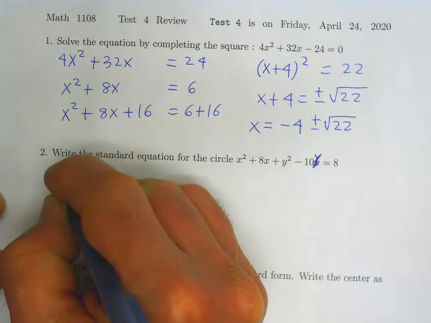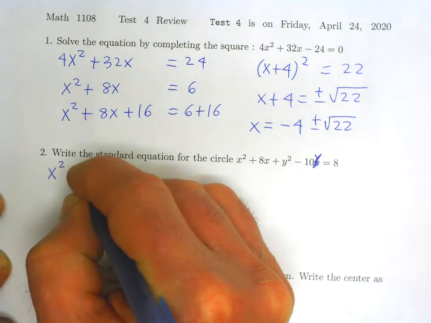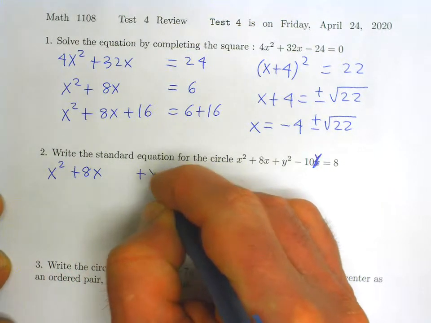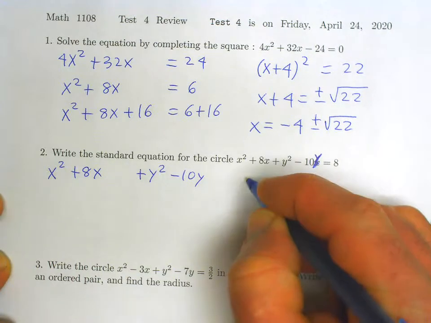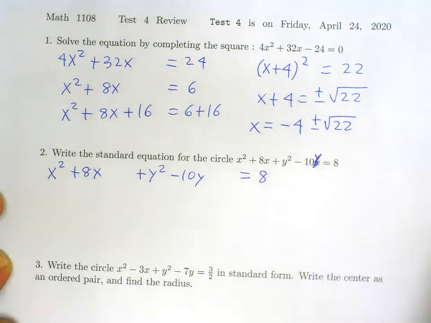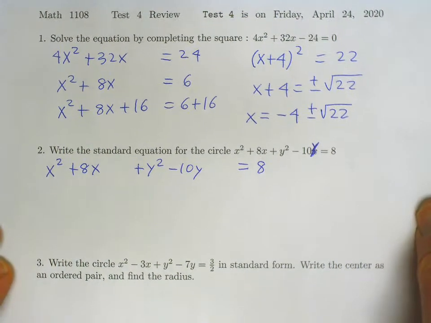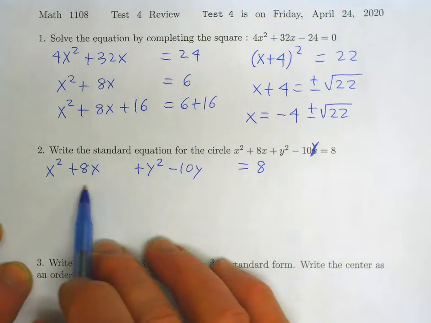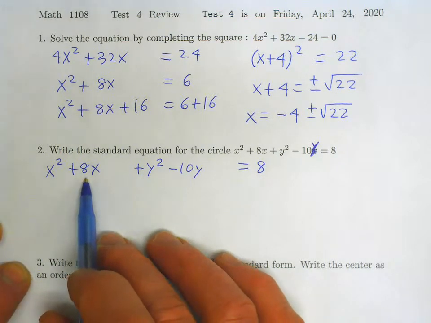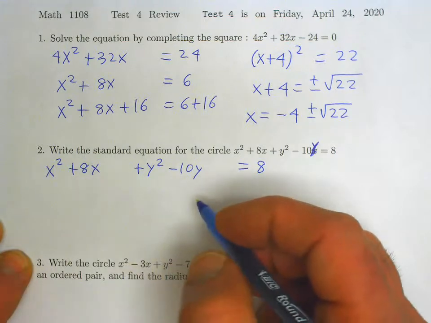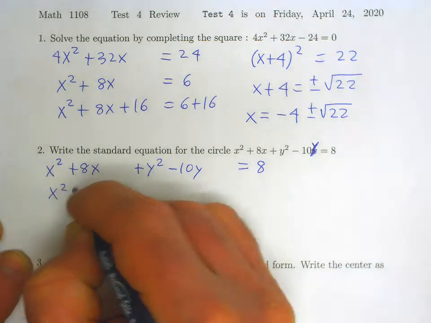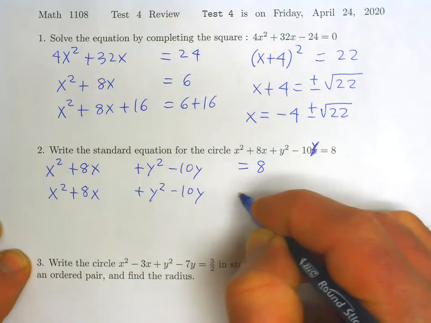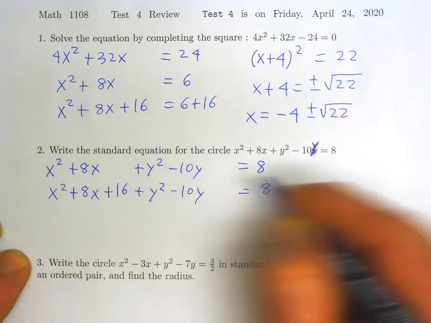Okay, but we'll rewrite this: x squared plus 8x, leave some space for the completing the square part, plus y squared minus 10y, leave space, and then equals 8. Since the coefficient of x squared is 1, we can take 1/2 of 8, which is 4, square that number, which is 16. So we'll start by adding 16 to both sides.